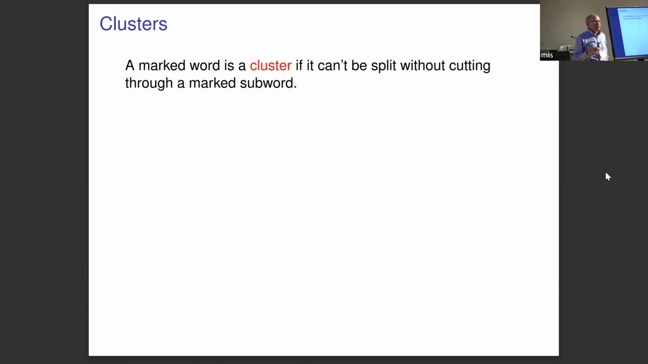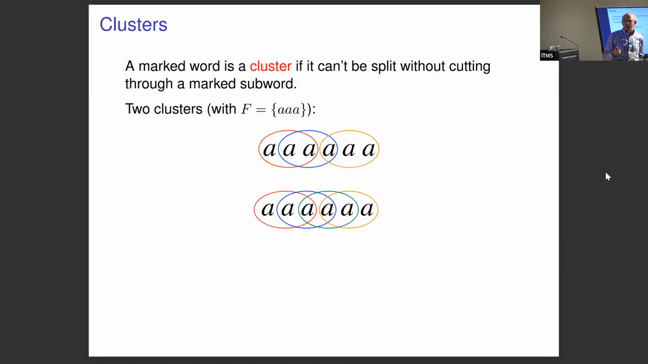Well, I'll say that a marked word is a cluster if it can't be split without cutting through a marked subword. Or in other words, another way of thinking of it is that the markings overlap completely. You can give a formal definition, which, if I were writing a paper, which I did, I would give. But for a talk, we can just look at these pictures. So these are both clusters. Again, it's not a terribly interesting example, but it illustrates what's going on.